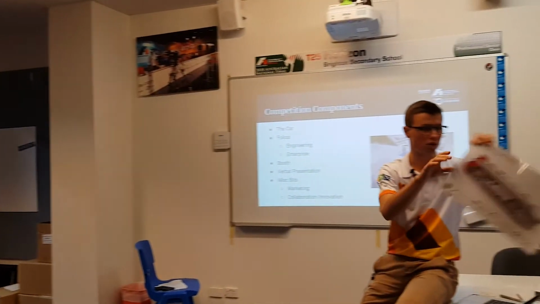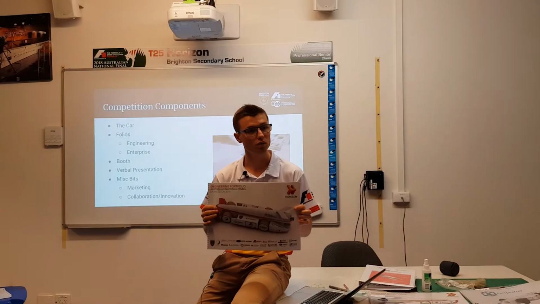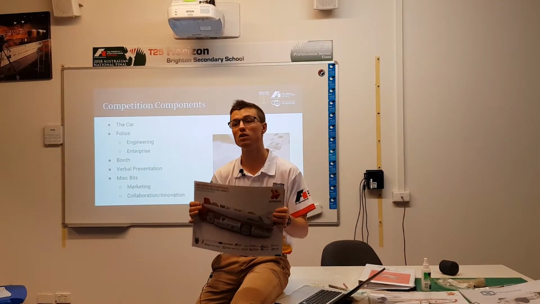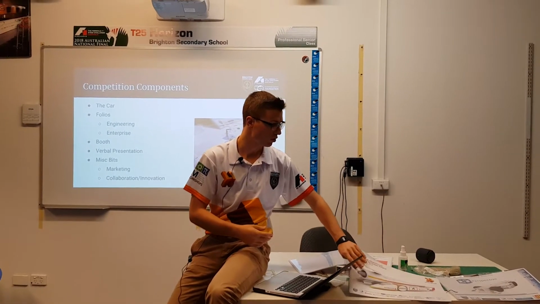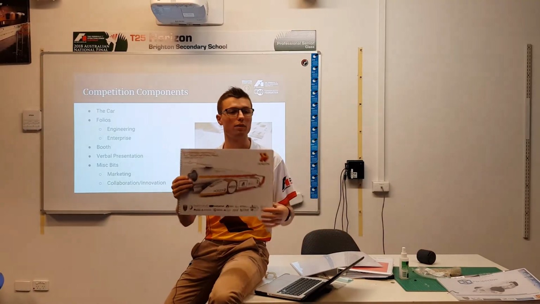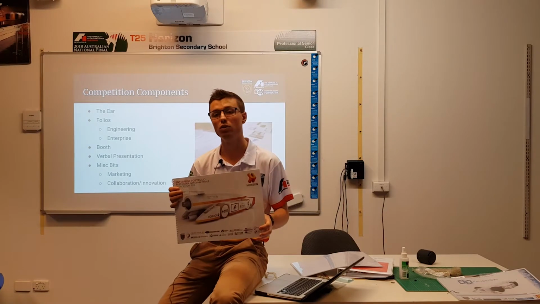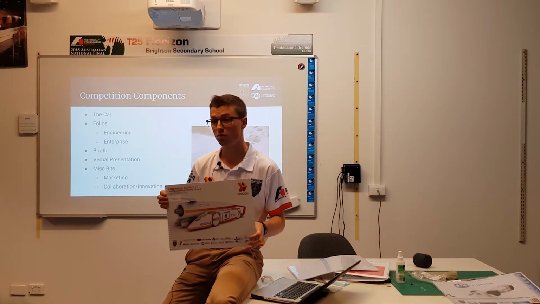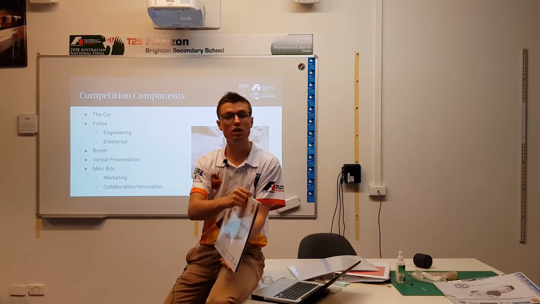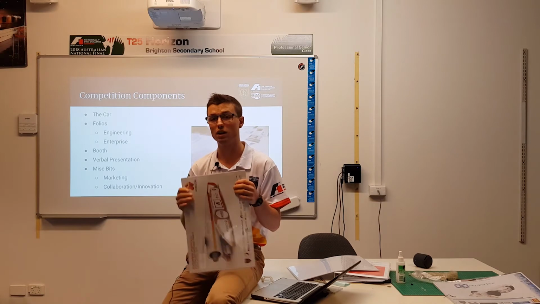Not only do we have the cars, but we've got the folios. So the folios, I've got two here. Engineering folio. It's basically, as the name sounds, to do with the engineering component of your team. And then you've got your enterprise folio, which is more to do with the team itself, how you come up with the name, the logo, how you manage to get enough sponsors to compete, how you collaborate with different industry professionals. So both of these are extensive, okay? And both of these are very, very, very precise.